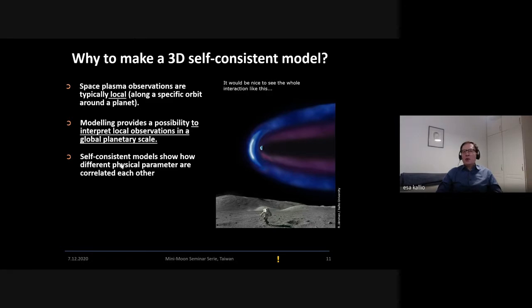And of course, I will focus especially on the self-consistent model. We can really see how different parameters are connected to each other. If you want to know how the size of the moon, for example, affects its plasma environment, or how the surface material or conductivity of the moon affects it, the only way you can investigate it is by making a simulation and changing the parameters that you can change in the simulation.